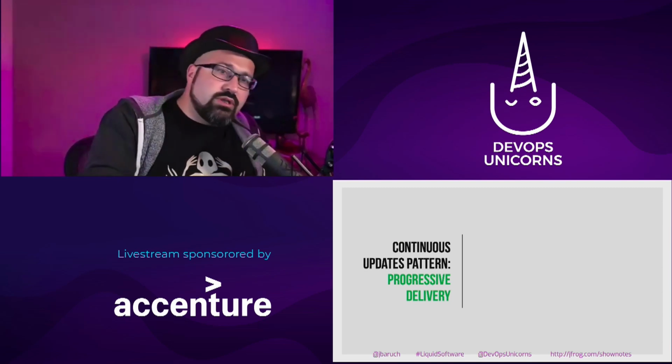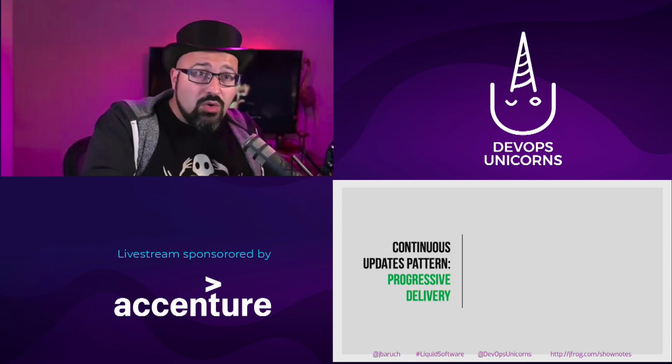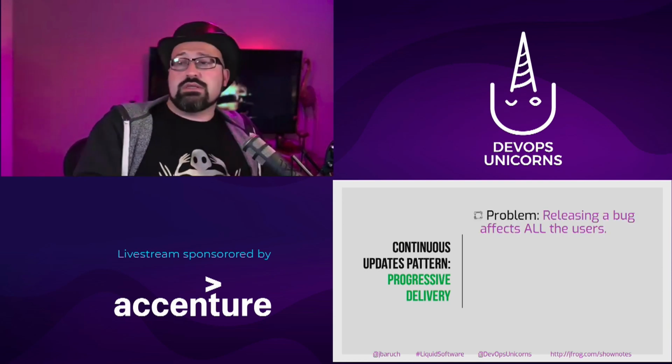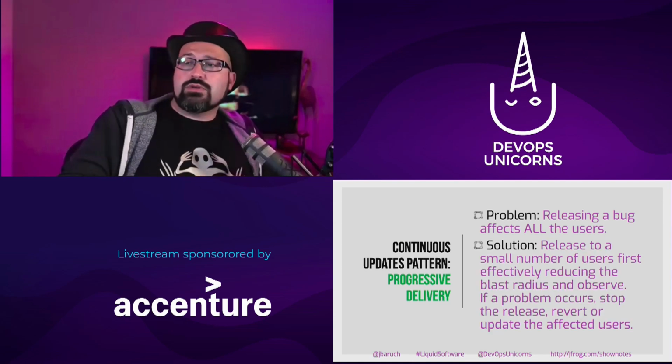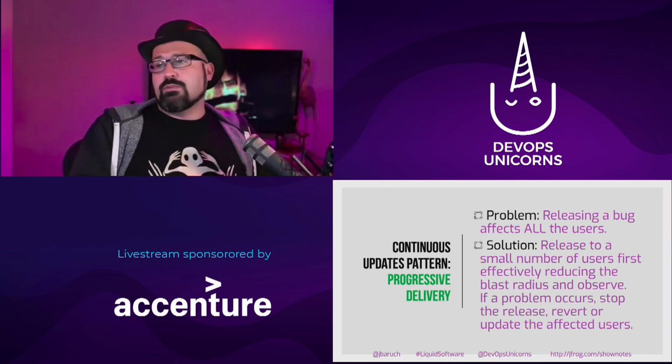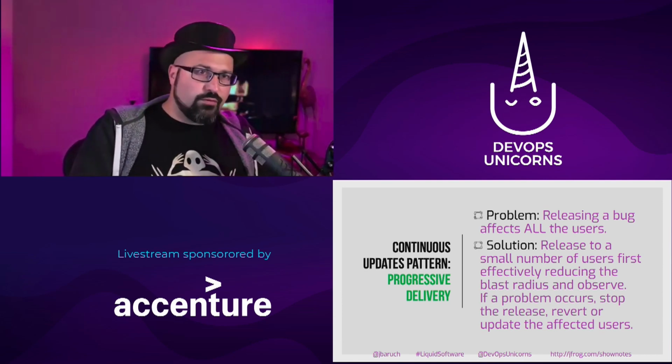And the solution here is something that we have known how to do for years. Releasing a bug affects all the users. Instead, release to a small number of users first, effectively reducing the blast radius, and observe. If a problem occurs, stop the release and revert the update for the users.